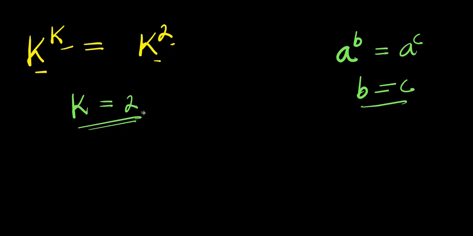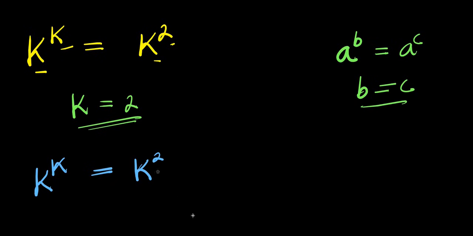But this is not the only solution, because we have another solution to this same exponential equation. So, how are we going to solve so that we can get all the solutions at once? Now you have k to the power of k equals k to the power of 2.